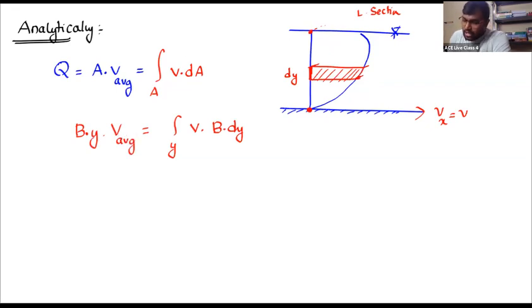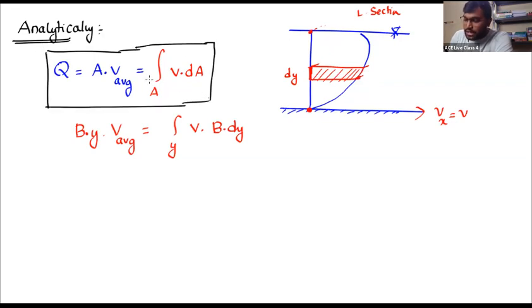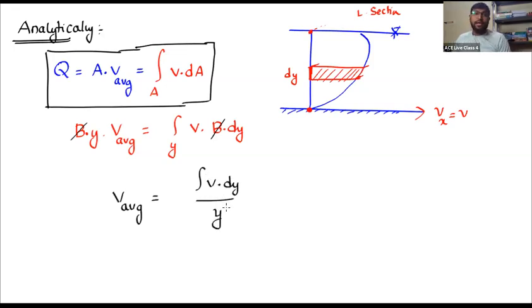Now, what I am doing is simply equating the discharges. So whatever the total area into average velocity is equals to the integral. See, you can do that average by taking the integration also. Now I can cancel down B and B. Then what is V average over here, please? The V average is nothing but integral of V into dy by total y. So if you can find out this, then that is going to be the V average.